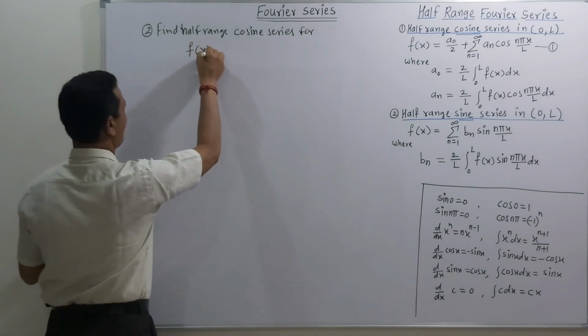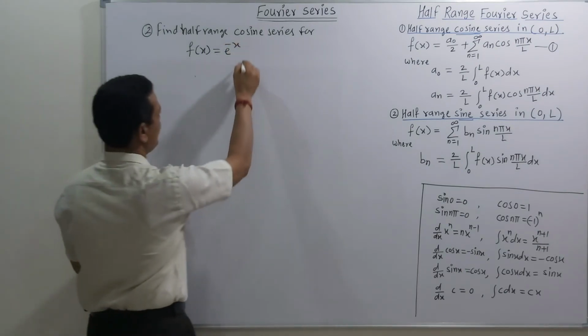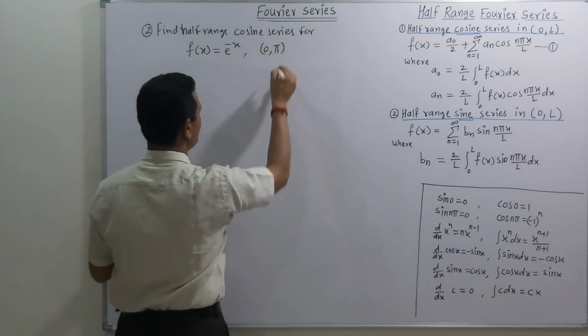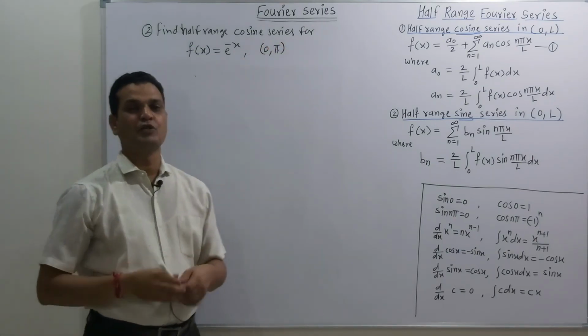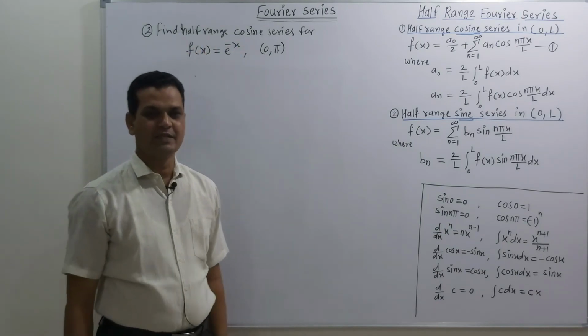Suppose f of x is equal to e raised to minus x in the interval 0 to pi. So friends, observe that it is a straightforward question: find the half range cosine series.